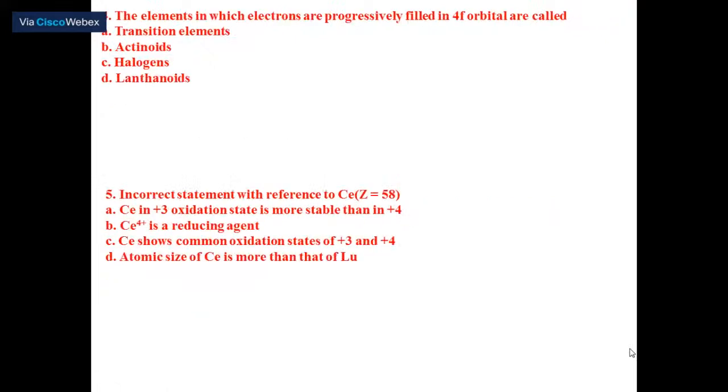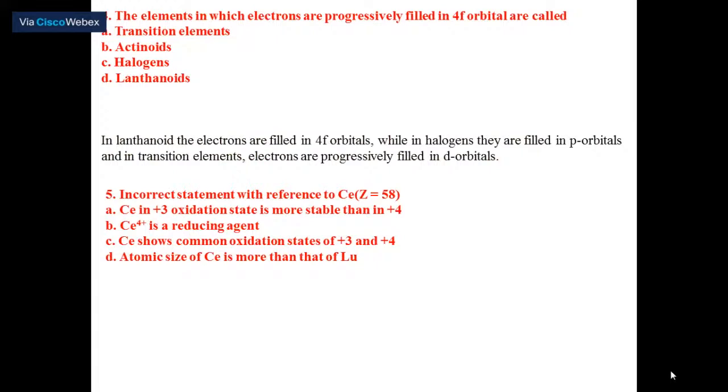Then the fourth question: elements in which electrons are progressively filled in 4f orbital are called as. So in which case are electrons filled in 4f orbital, whether it is transition elements, actinides, halogens or lanthanides? In transition elements, what is present?